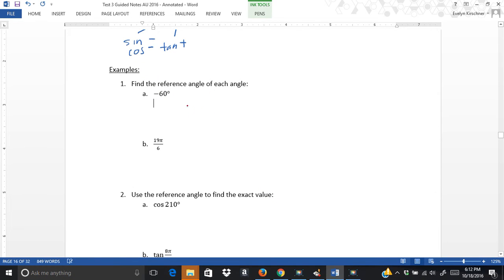So I want to find the reference angle of each angle. Negative 60 degrees is in this quadrant, and it's here. And so negative 60 degrees, well, it's just 60 degrees. That's pretty easy. 19 pi over 6 is a little bit harder. It's a pi over 6, but I have to see how much it is.